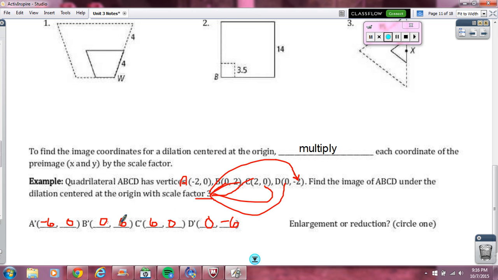So I could go and graph all of these points, and what I would see is a bigger version of the original quadrilateral, because my scale factor is bigger than 1. That's how I know that this is going to be an enlargement.